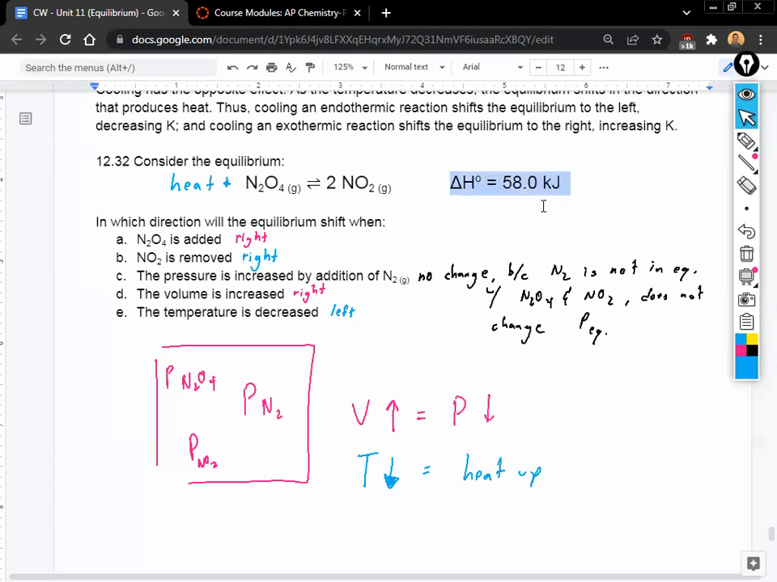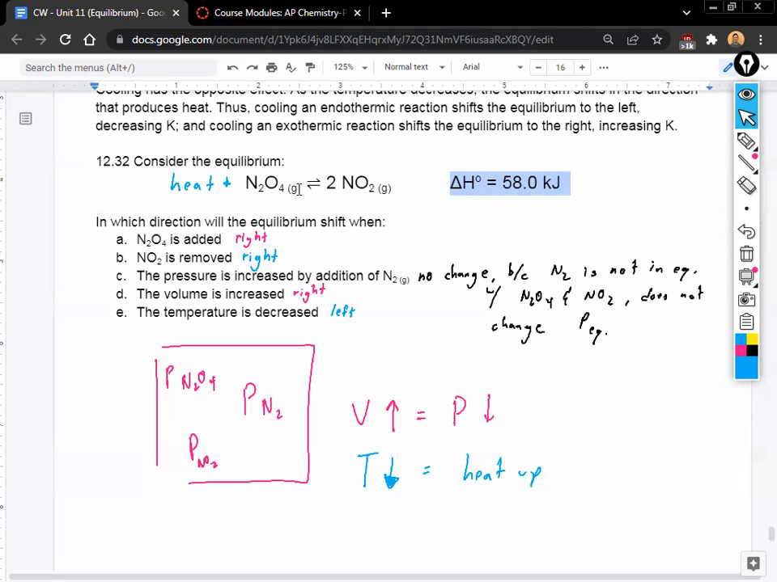So the first thing we need to look at is the enthalpy. The enthalpy is 58 kilojoules, which is a positive number. If it's a positive number, that means heat is a reactant, and so this side has more internal energy. It has a higher internal temperature. If I decrease the temperature of the system, Le Chatelier's principle tells us it wants to do the opposite to balance out the change. So if you cool the system down, the system is going to naturally increase its temperature in order to balance out that change.